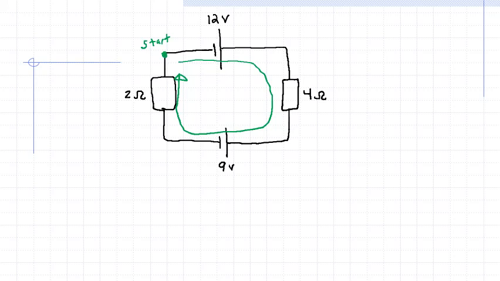Now the trick in this one is, which way is the current actually going to go? This is the positive terminal here. This is the negative terminal. This is the positive terminal. This is the negative terminal.